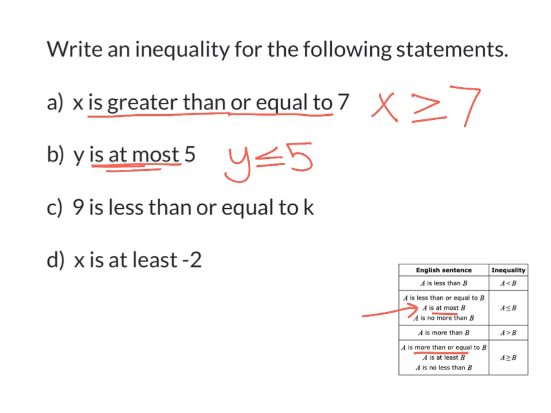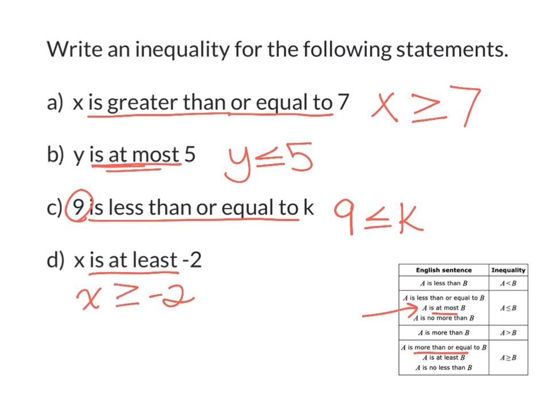Part C says 9 is less than or equal to K. So I'm going to start with my 9 here. So 9, and then I'm going to use the same symbol, less than or equal to, and my K over on the right-hand side. And then finally D says X is at least -2. So I have X and I have -2. And then if something is at least something else, it has to be greater than or equal to that. And again, I can see that on my chart down below here. So keep that handy as you work through these today.